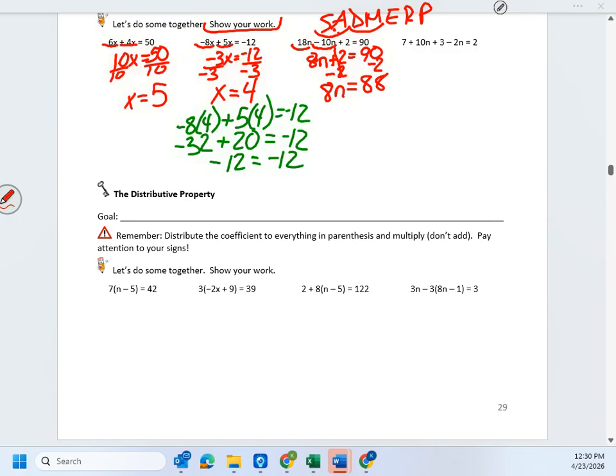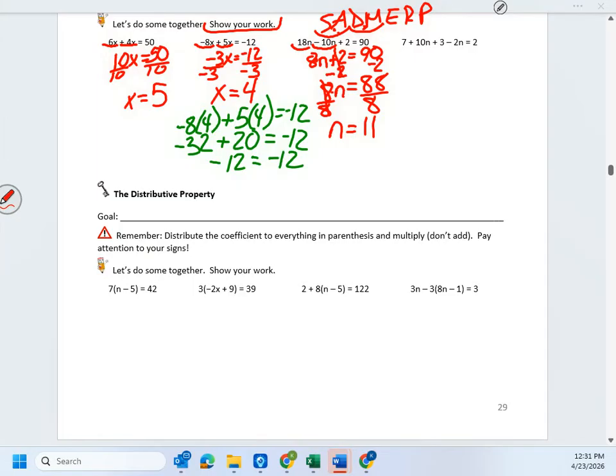Now what's my next step, Ellen? Solve for n. I need to solve for n. How do I do that? Remember, two-step opposite operations. Now I'm doing that multiplying or dividing. Yeah, this is multiplying by 8, so I need to divide both sides by 8. 8 divided by 8 is 1. 88 divided by 8 is 11.